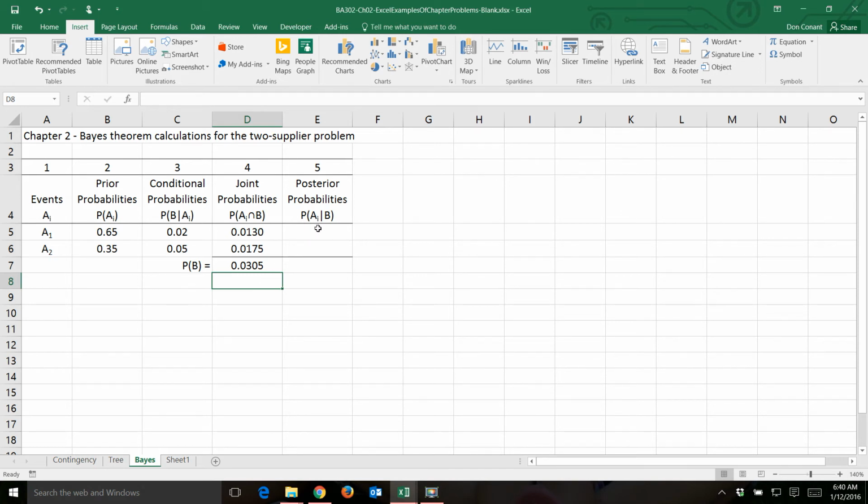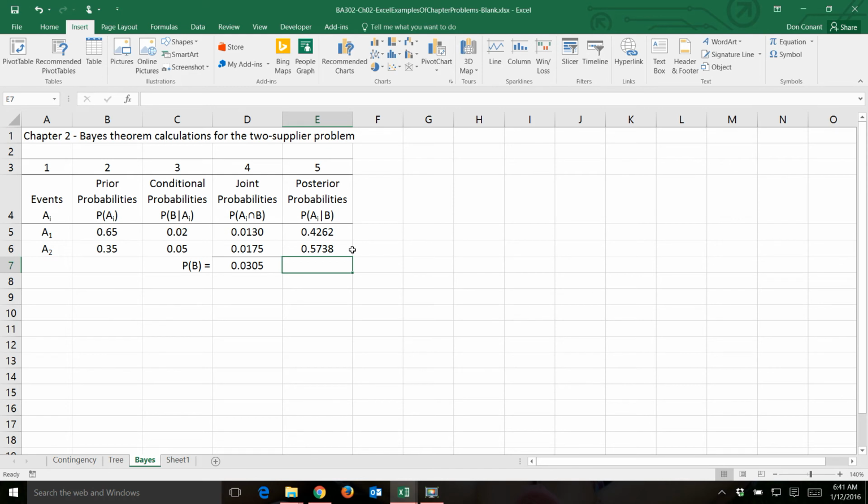Now the posterior probability then, to determine the probability that it came from either one of our suppliers, given that it's a bad part, is the joint probability for that supplier over the probability of a bad part. I'll just go ahead and do that calculation twice. Again, for company A2, it's the joint probability over the probability of a bad part. This gives us our posterior probabilities.